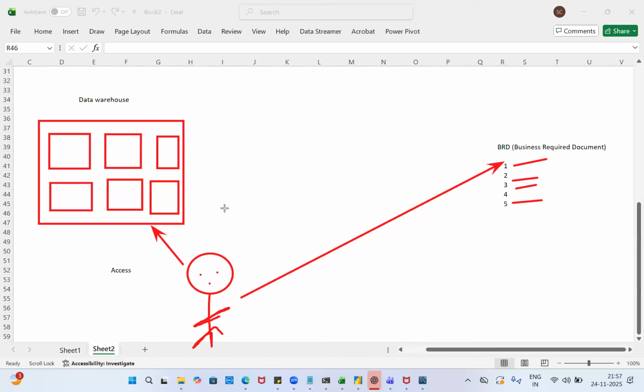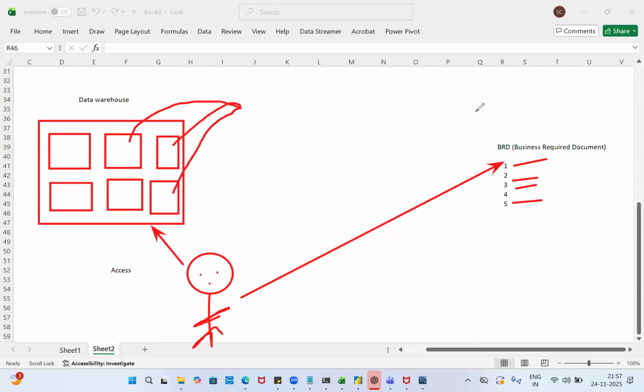You might get into a meeting and be given a requirement like this. Once you get it, the first thing you do is go and read each and every point of this BRD. Then you understand that in order to meet this requirement, you're supposed to get data from this table, this table and this table.